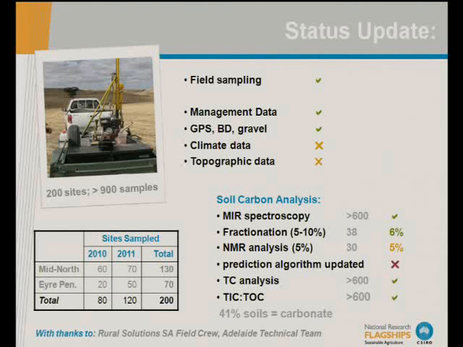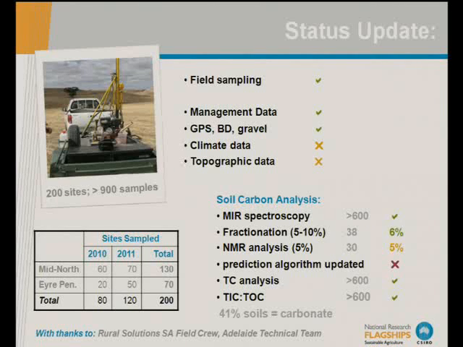So just where we're at with this at the moment, our field sampling campaigns are complete. We have 130 sampled in the Mid-North and 70 sampled on the Eyre Peninsula, 70 sites that is. We've got over 900 samples which are going through various pipelines. In terms of the carbon analysis, we have our MIR spectra across the whole data set. Our fractionation is well underway, and that will be used to update the prediction algorithm to get a red-brown earth specific prediction algorithm for these different fractions.